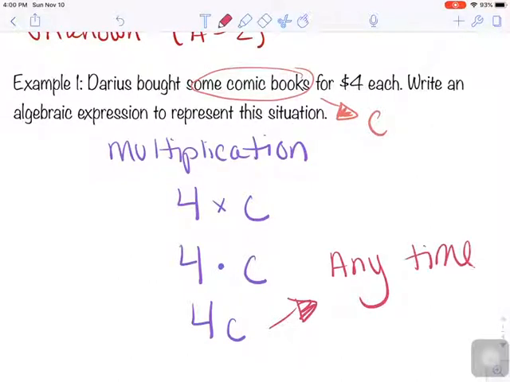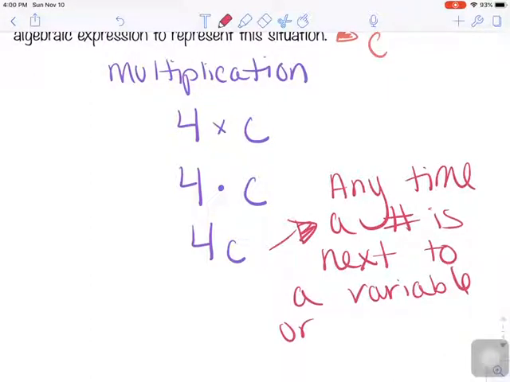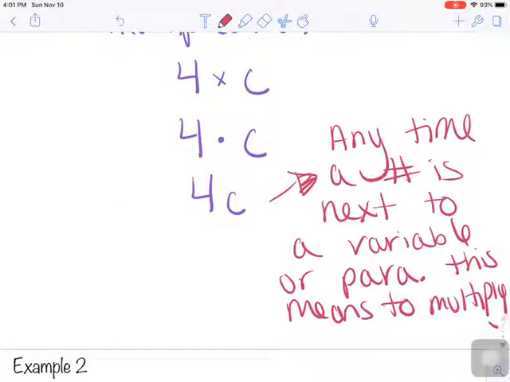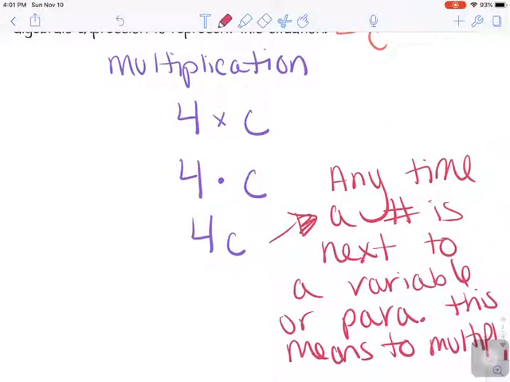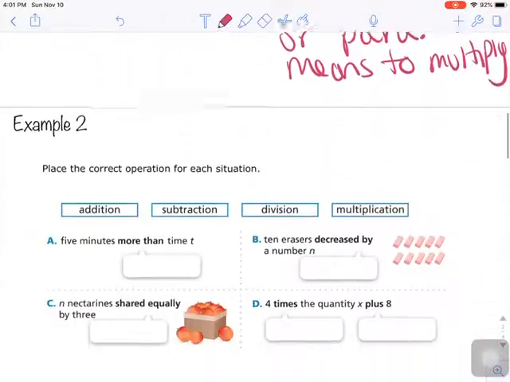So anytime a number is next to a variable or parentheses, this means to multiply. And you guys might want to write this out too in your notes to keep that for later. All right, so let's try example 2.